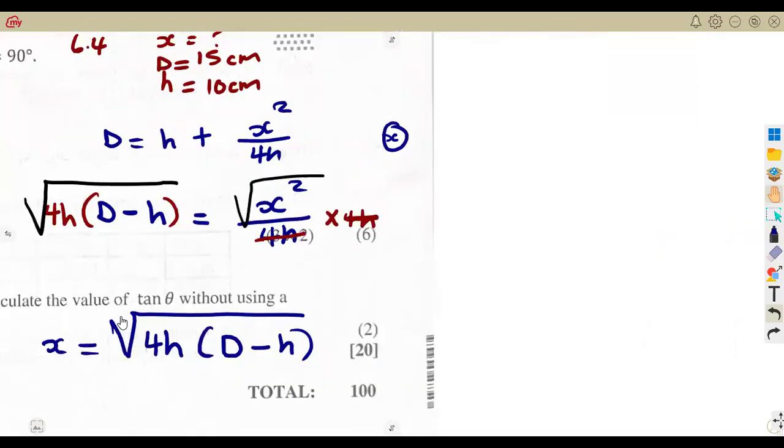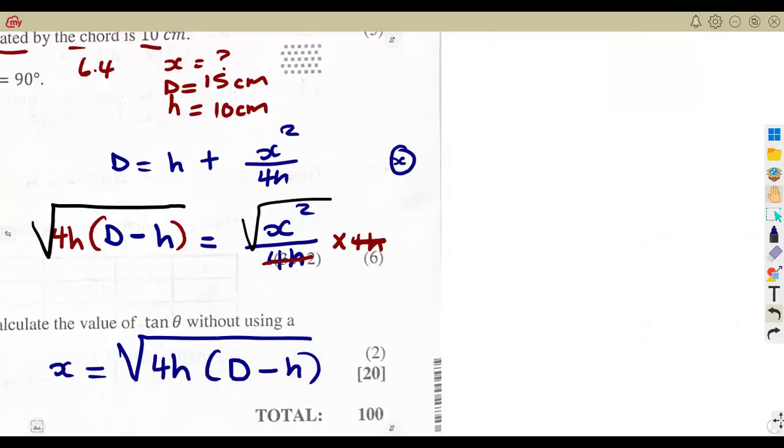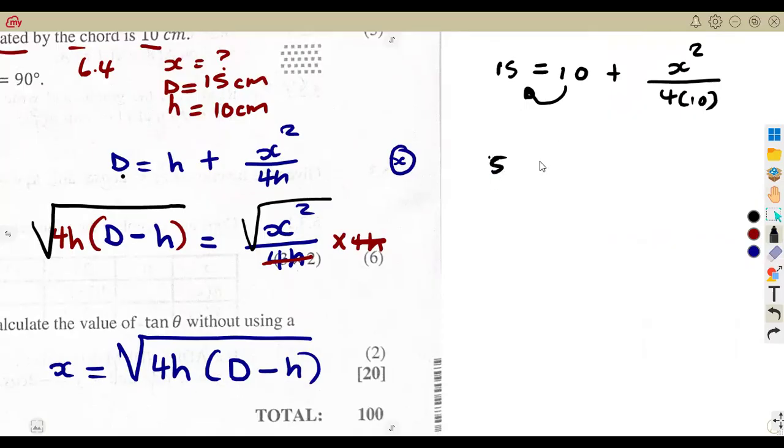So there now you can substitute. Or you could have just substituted in the initial place. What is d? D is 15. So 15 is equal to h, which is 10, plus x squared over 4h. Our h, remember, it's what? It's 10. Just like that. So take the 10 to the other side. 15 minus 10, that's 5. So 5 is equal to x squared over 4 times 10, which is 40.